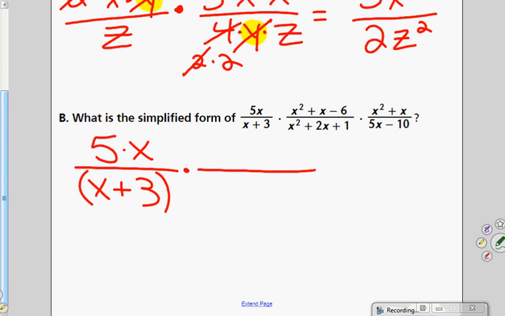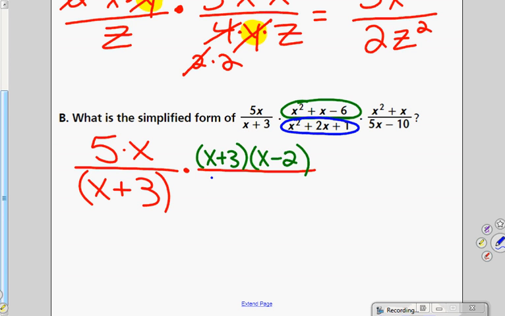Can this, that I'm circling in green, be factored? I believe it's x plus 3 times x minus 2. Check my work. I think it's right. Can this, in blue, be factored? I think it's x plus 1 times x plus 1. Good?